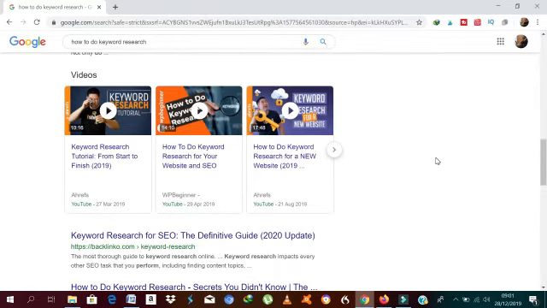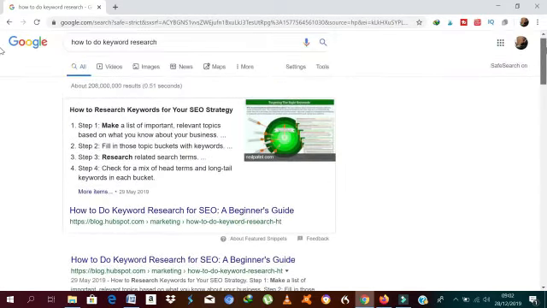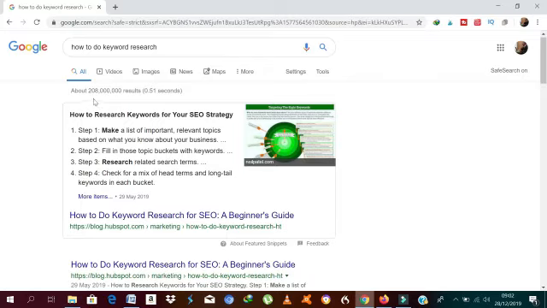Okay, so from there we have to go to the next step, because you notice that Google does not give us any metrics about this keyword. All the metrics we have here is that about this number of articles and videos on this key search. Apart from that, there's nothing here telling us about the volume of the keyword, how to do keyword research. There's nothing about how competitive it is.